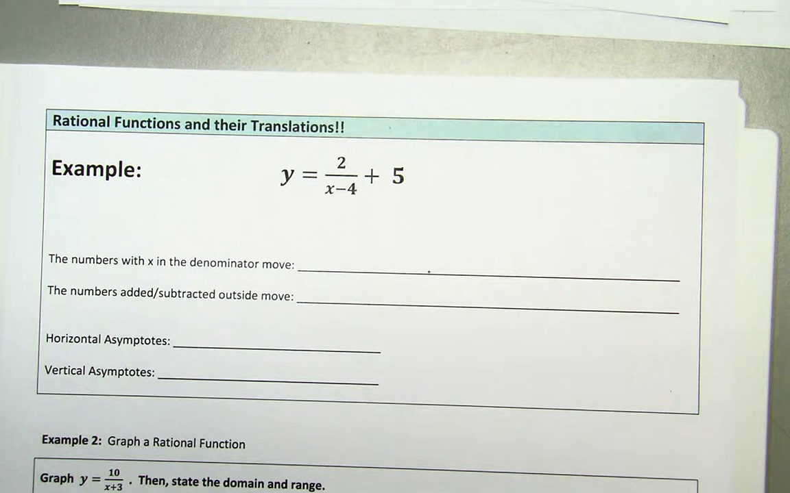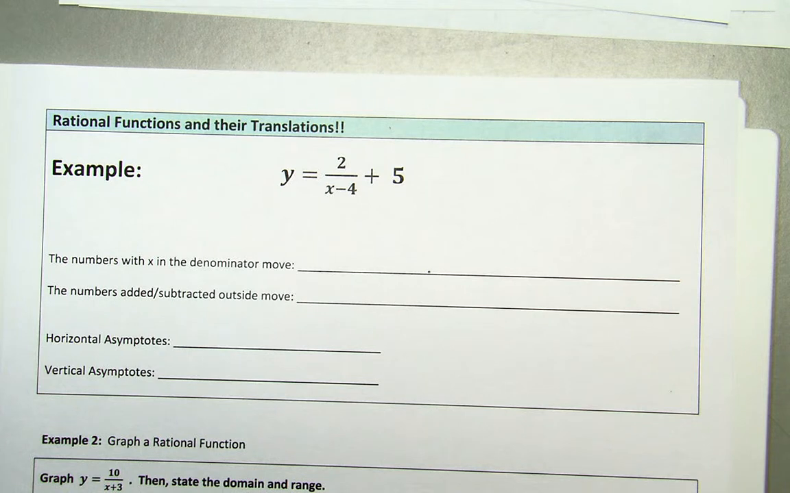So the rational functions that we've been talking about up to this point were very similar to their parent functions. The a value obviously changed your branches from either first and third quadrants or second and fourth quadrants, or that a value, depending on that absolute value, would move the hyperbola further and further from your axes. But right now we're going to talk about rational functions and their translations.